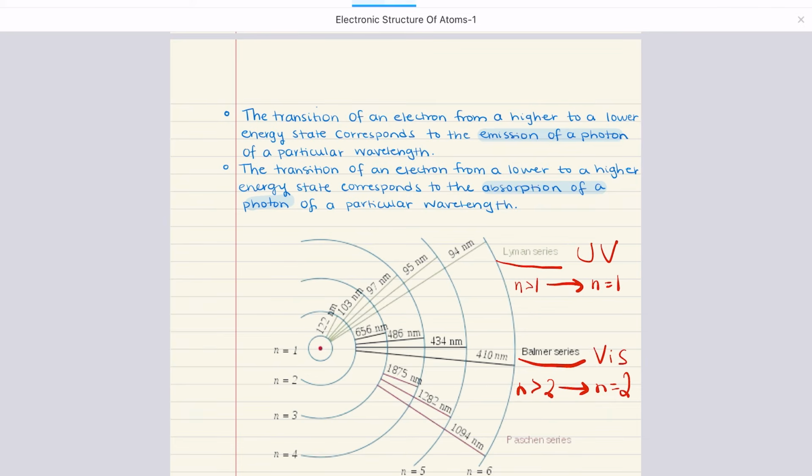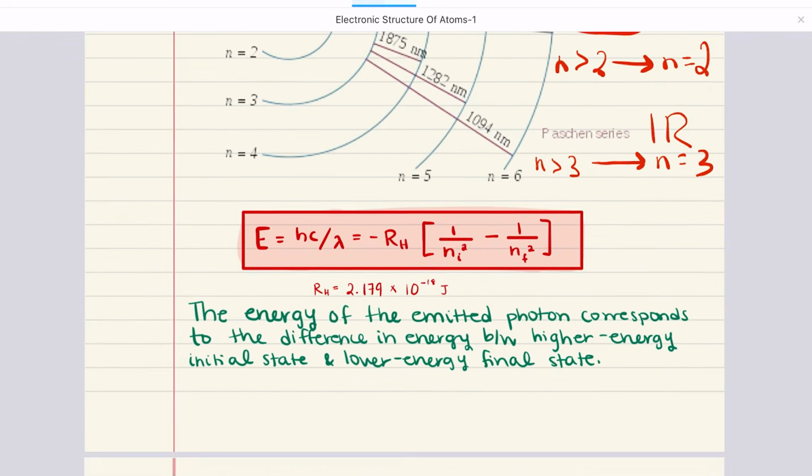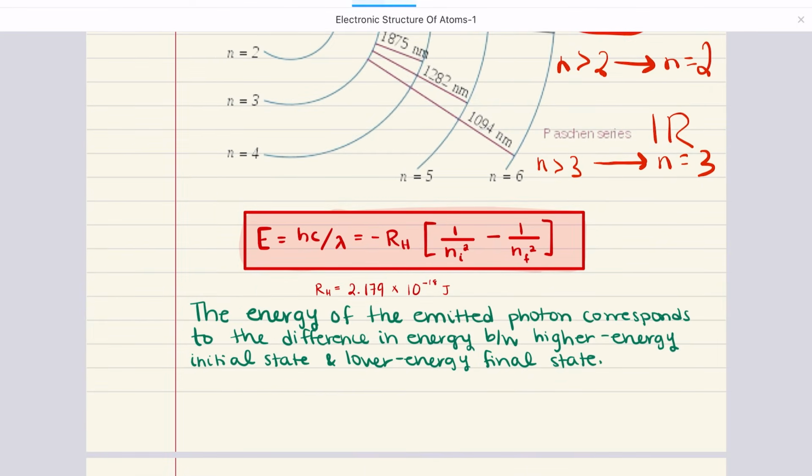Then the Paschen series, however you pronounce it, involves transitions from higher energy levels, think n greater than 3, down to the third energy level, n equals 3. These transitions emit or absorb photons in the infrared region. Now, in addition, the energy of the emitted photons corresponds to the difference in energy between the higher energy initial state and the lower energy final state that we can calculate using an equation called the Rydberg formula.